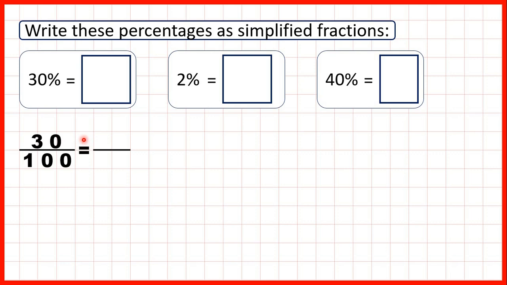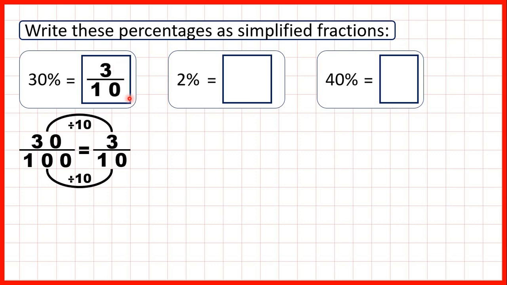to simplify fractions. Now the highest common factor of 30 and 100 is 10, so we can divide both the numerator and the denominator by 10. 30 divided by 10 is 3, 100 divided by 10 is 10, so 30% is the same as 3/10.